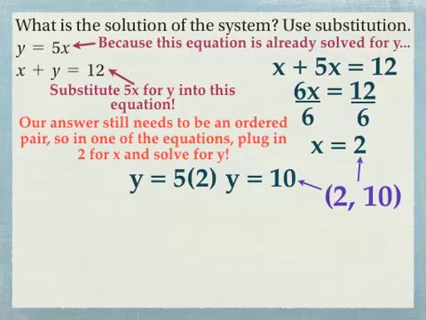You have to go ahead, just like we did when we were solving systems by graphing, and plug in the ordered pair, the x value 2, the y value 10, into both of the equations from the system to make sure that it is your solution. So to check your answer, just like we checked our answer when solving by graphing, we're going to plug in our ordered pair, our x and y values, into both equations to make sure that they are true.